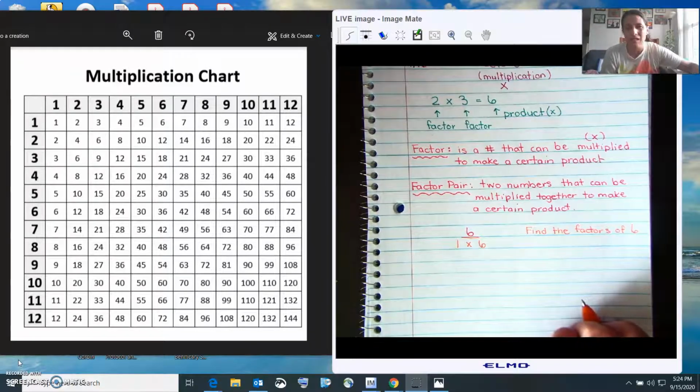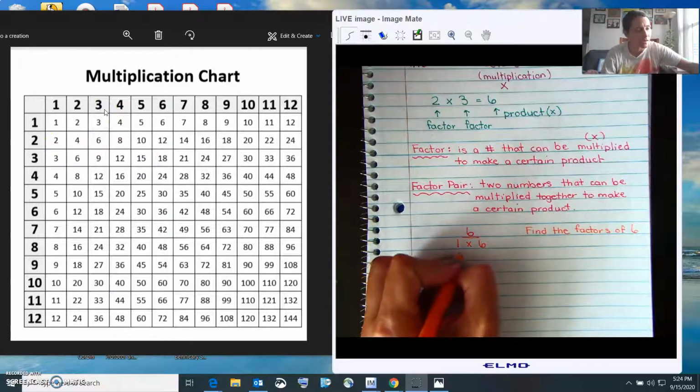So we have 1 times 6. Now this is where we're going to be using our multiplication chart that you see here too. So 1 times 6 gives me 6, and this is how you read it: 1 times 6 is 6. Okay, is there anything times 2 that gives me 6? So I follow the 2 around. Oh, there's a 6. So it's 2 times 3 gives me 6.